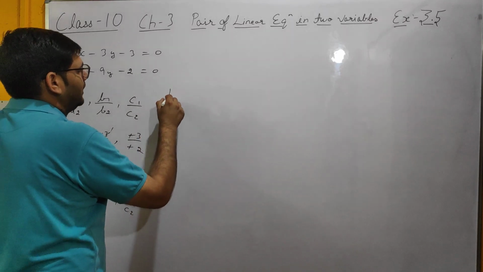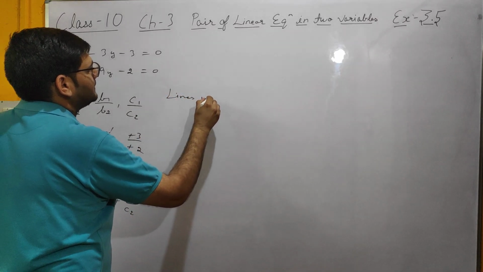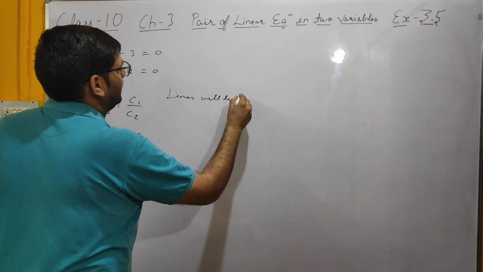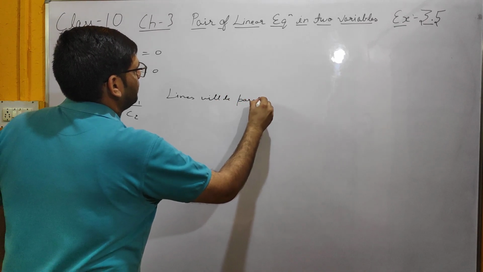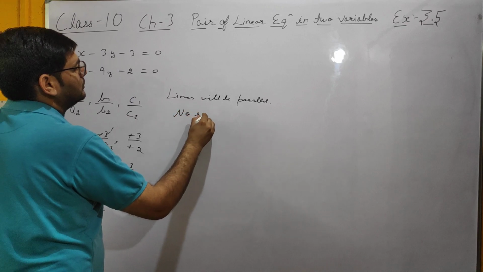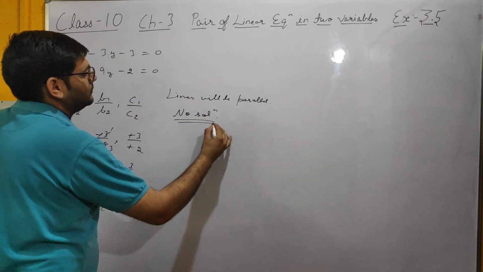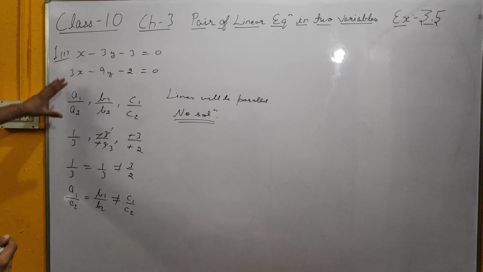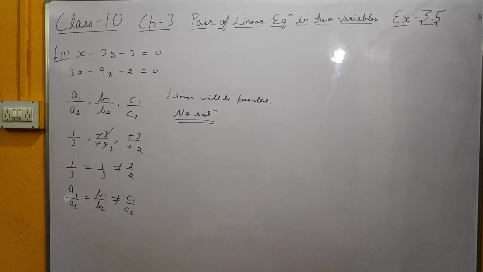Therefore, the lines will be parallel. So it means no solution. So we'll get no solution for it. Therefore, no need to solve this question by the cross multiplication method.